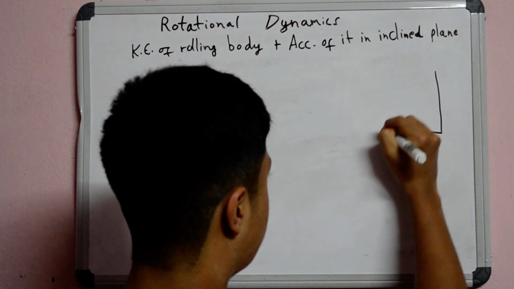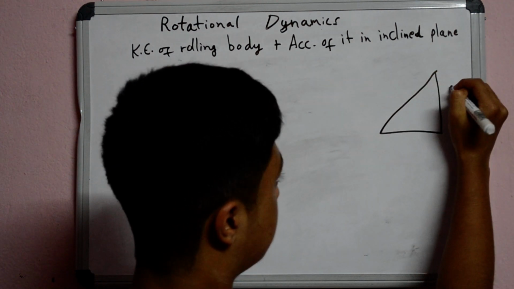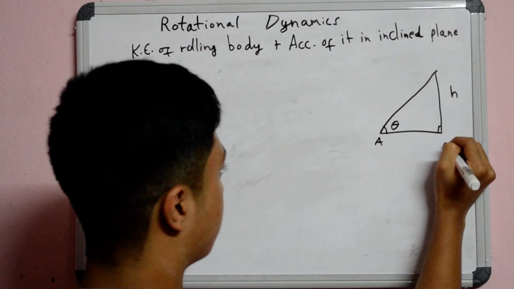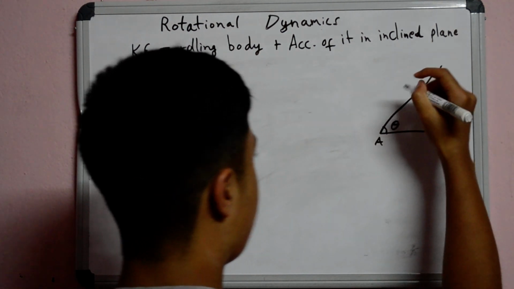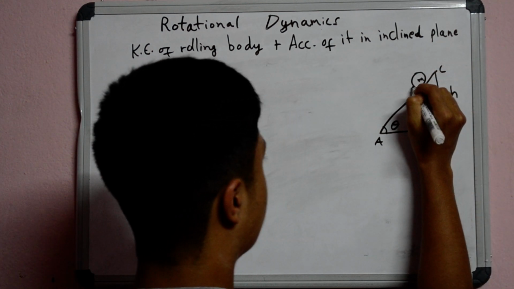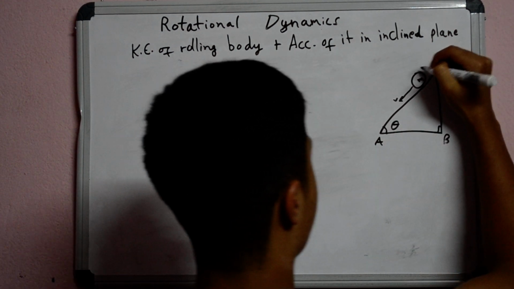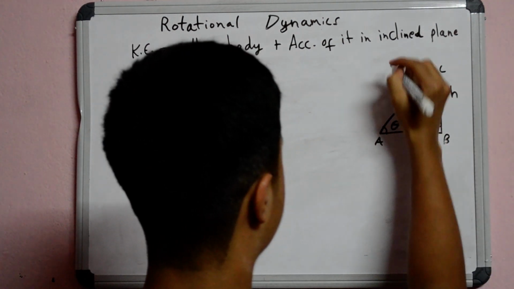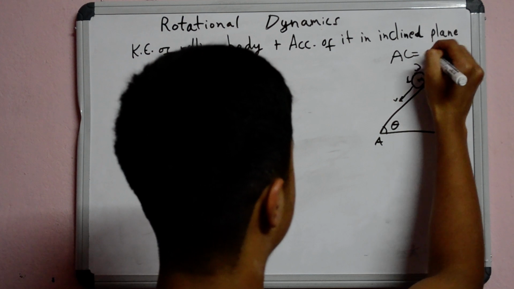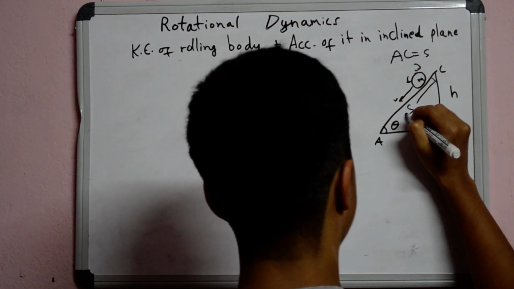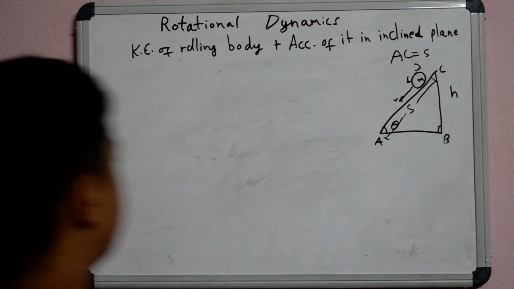Let's say this is height h and the inclined angle is theta. Let's denote the points by A, B, C. And let's say the rolling body here has mass m, with velocity v and rotational angular velocity omega. And let's say the distance AC equals s. This whole part AC is equal to s.